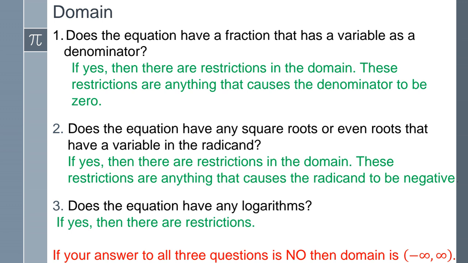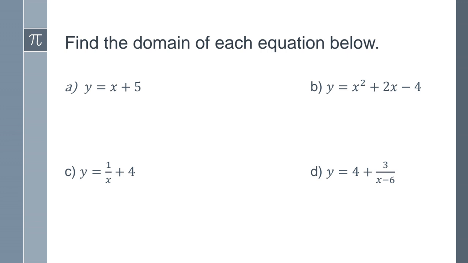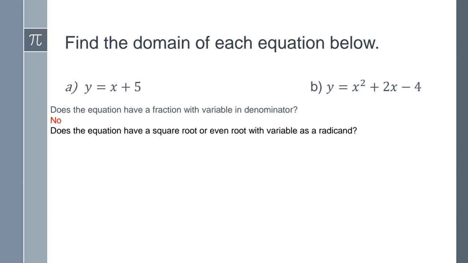Here on the first one, we have y is equal to x plus 5. One of the first things you want to ask yourself is, does this equation have a fraction with a variable in the denominator? The answer is no. The second thing you want to ask yourself is, does this equation have a square root? The answer is no. And the third question is, does the equation have a logarithm? If it has a logarithm, it's going to have the word log on it. As we can see here, it doesn't.